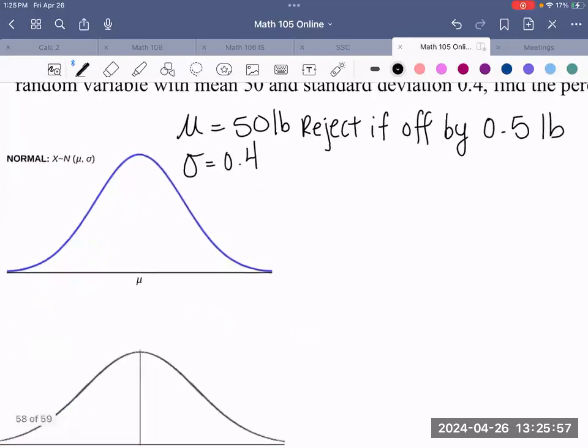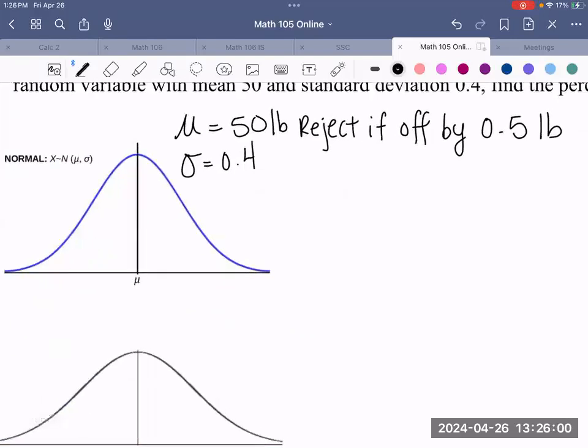So we have some mean right here as 50, and we want to know what will be rejected. What probability, what percentage will be rejected? So these rejecting amounts would be over here. If it's within the area, we're going to reject. This is the rejection, so that is the area of rejection.